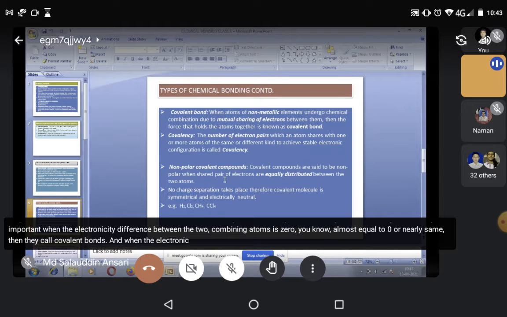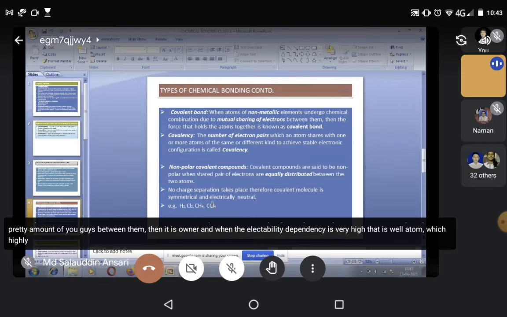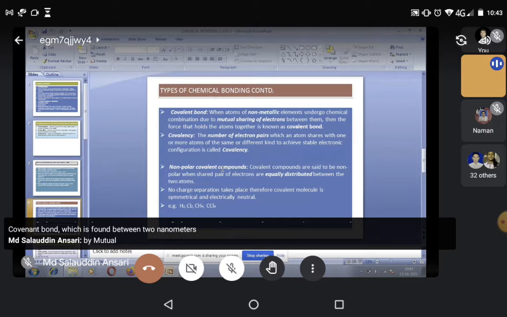And when there is a little amount of electronegativity difference between them, then it is polar. And when the electronegativity difference is very high, that is, one atom is highly electropositive and the other one is highly electronegative, then we say that it is ionic in nature. So this is the covalent bond, formed by mutual sharing of electrons.